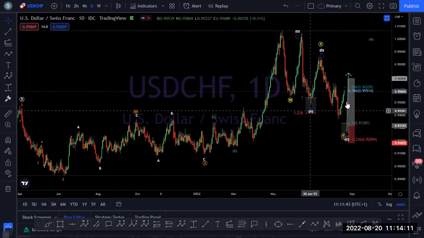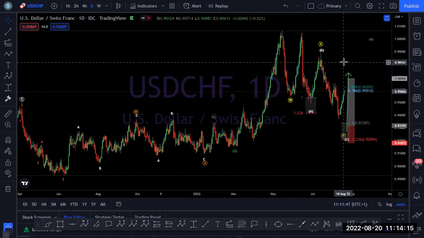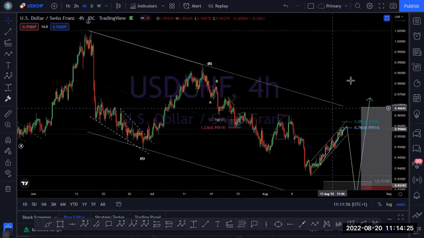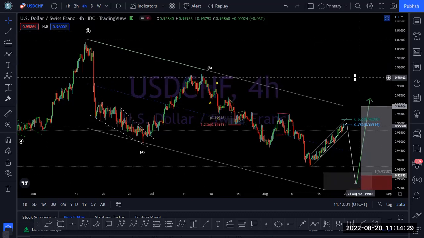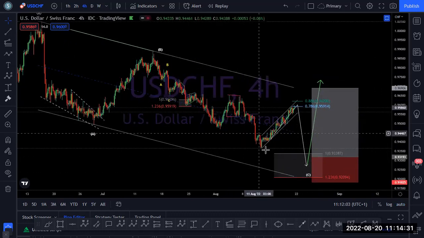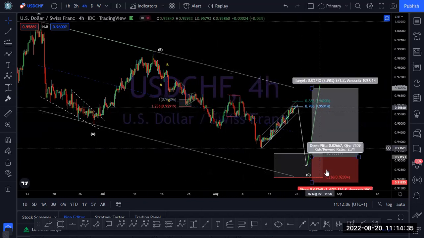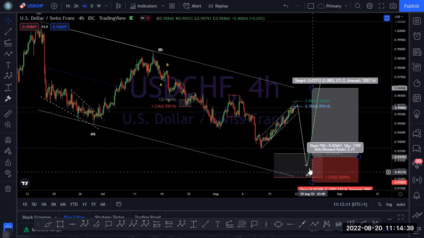So based on daily, there is nothing I can predict except a move lower than this. But on 4 hours, there's something we can get hold of. You can see what we have here. After this drop, this can be said to be maybe 1, 2, 3, 4, and 5. So I'm expecting the price to drop to this level.